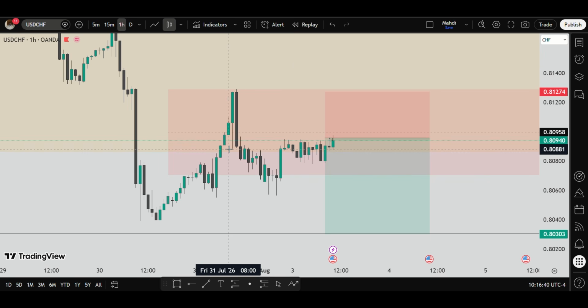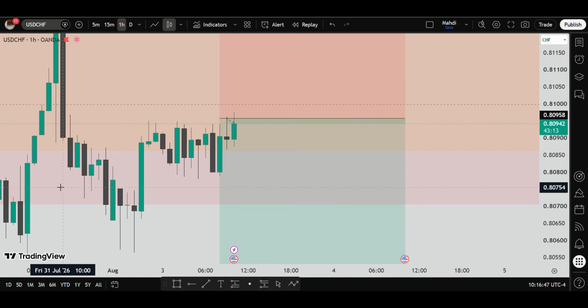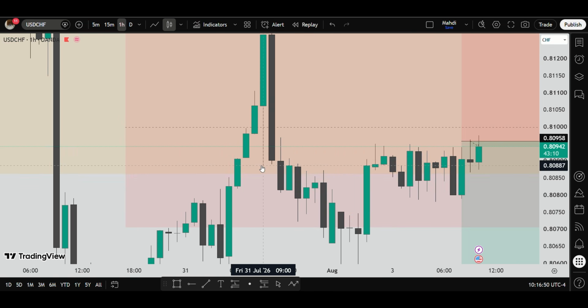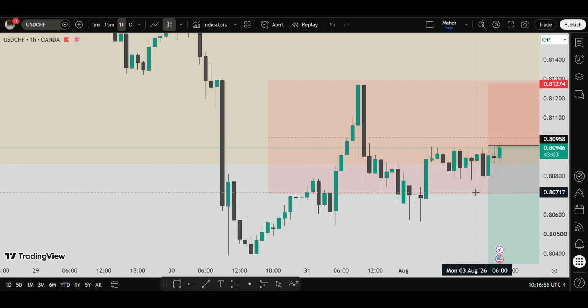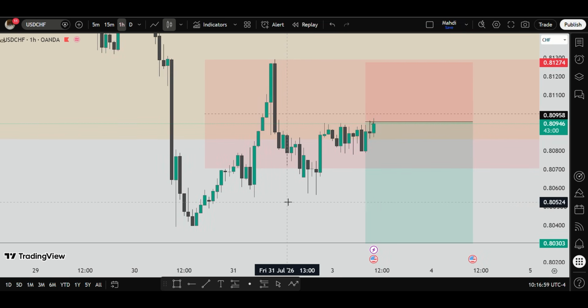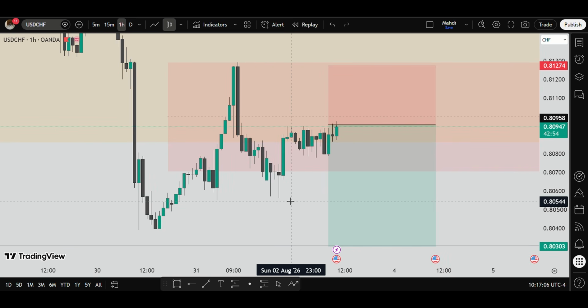On Friday, as you can see, we have a market structure shift. Why a market structure shift? As you can see here, we have a swing low in here. We have a candle low with a higher wick on both sides. Okay, we were not able to take a position on that day, and today we got it.